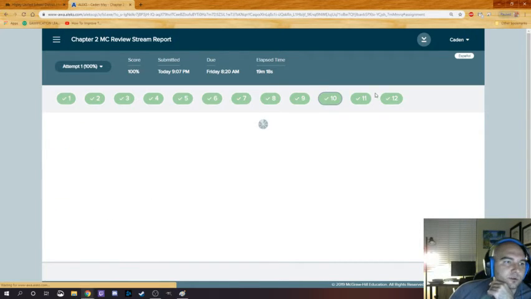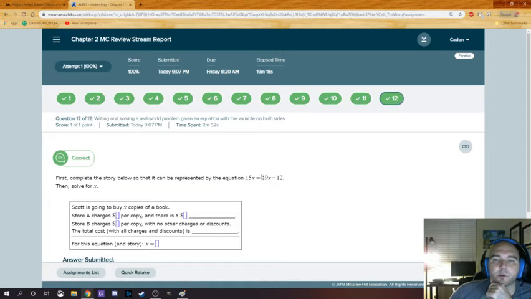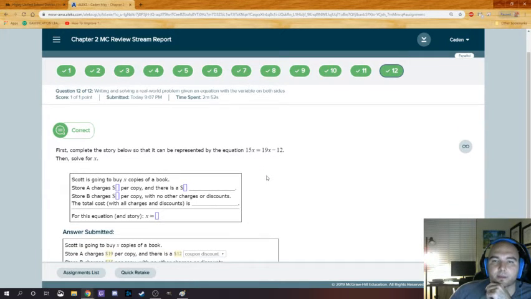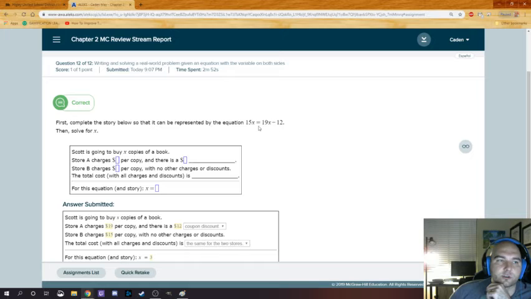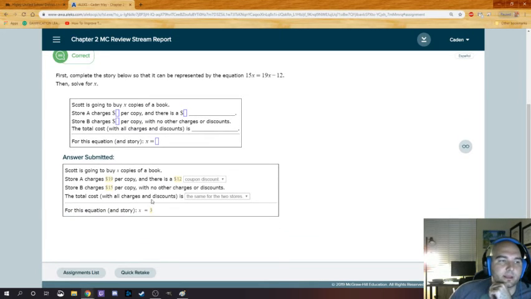Okay, then number 12 was one that gave us an equation, and we had to fill in a story that made sense for it. So, I mean, read your equation carefully. The $19 per copy and $12 discount was because of the right side for me, and $15 per copy because of the left side. And then that was the same at 2 stores because they were equal to each other. And then I solved it and got 3.